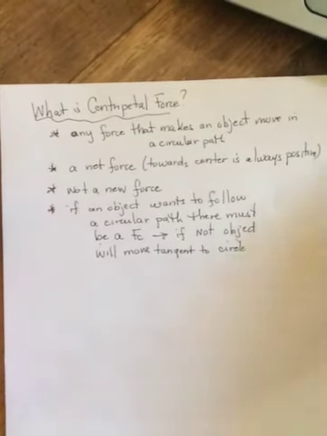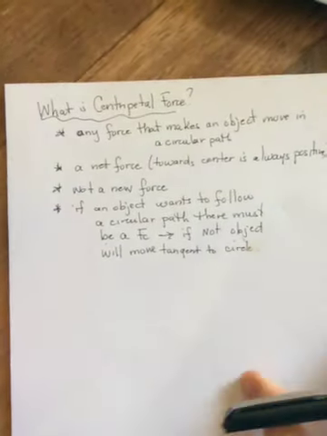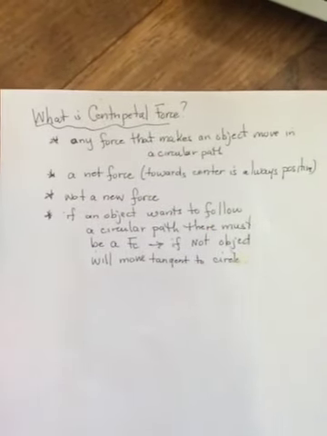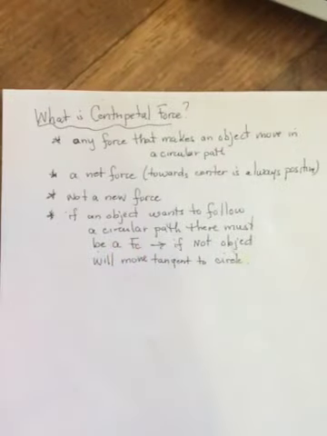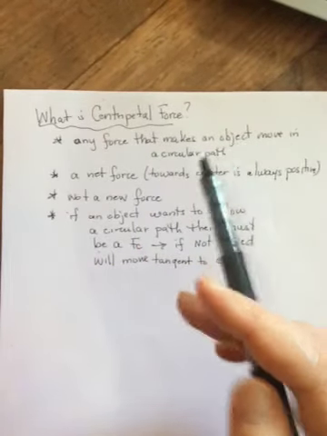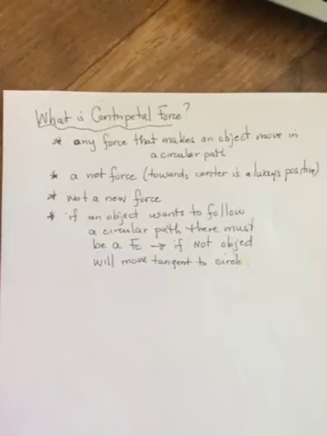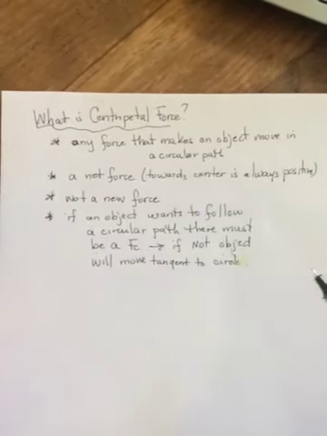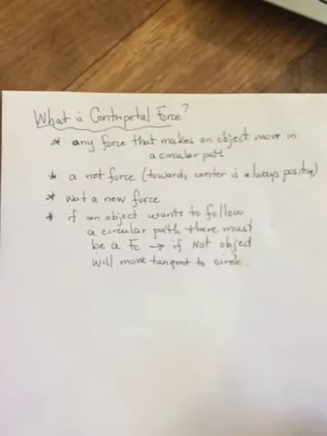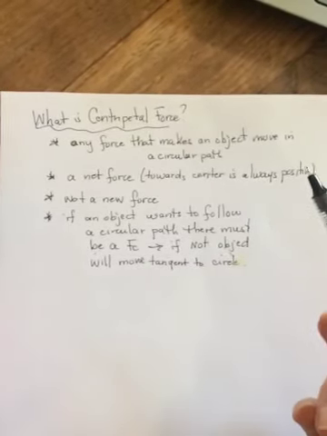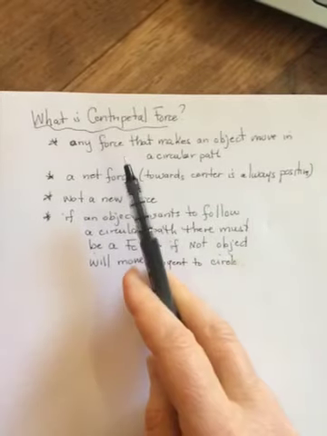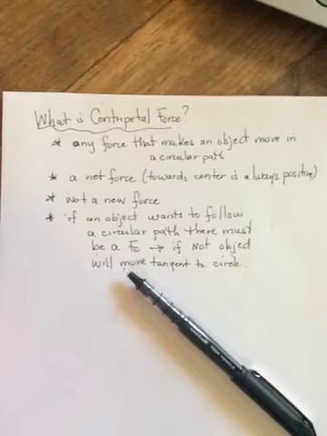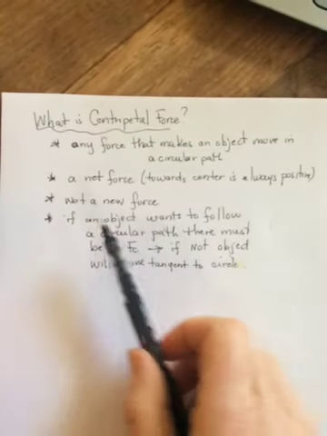Okay, so at the end of the last video, we were talking about what exactly is centripetal force. What we came up with was that it's any force that makes an object move in a circular path. So it's really like a category of forces, right? Gravity can be a centripetal force. Gravity is gravity, but it can act as a centripetal force because there are moments when it's making an object move in a circular path. Same with friction, same with tension.